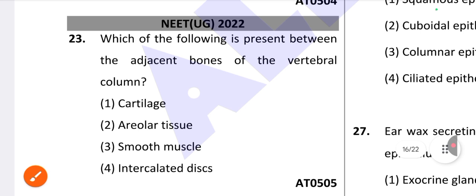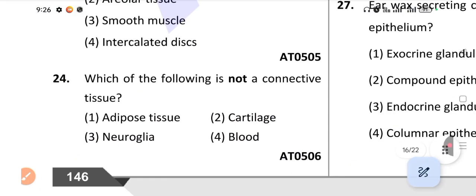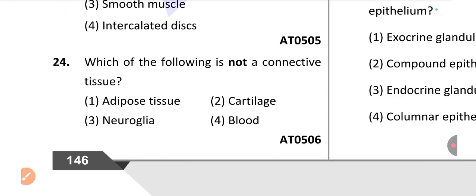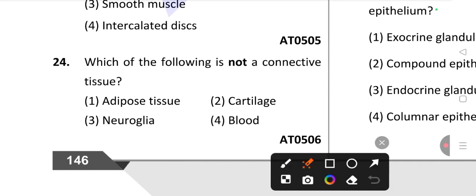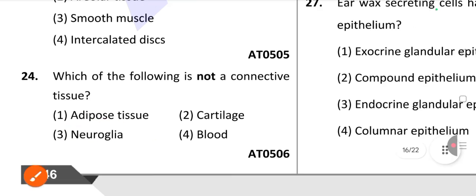Next, 23rd one. Which of the following present between adjacent bones of vertebral column? So, answer is option number 1. Next, 24th one. So, which of the following is not a connective tissue? Which one is not a connective tissue? So, answer is option 3. Neuroglia is not a connective tissue.